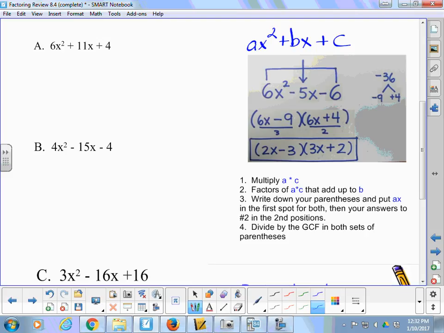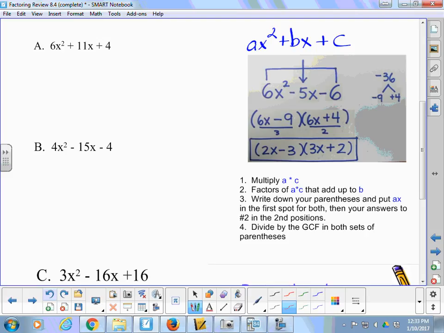Now the difference to this compared to what we did yesterday is that for the first term in both of our parentheses, we're going to use a and x in both spots. Okay? We're going to put ax in both spots. So in this case, a is 6. So we put 6x here, 6x there. Okay? So I wrote it down here that we're going to put ax in the first spot in both parentheses. And then I put the negative 9 and the plus 4. It doesn't matter where those two go.